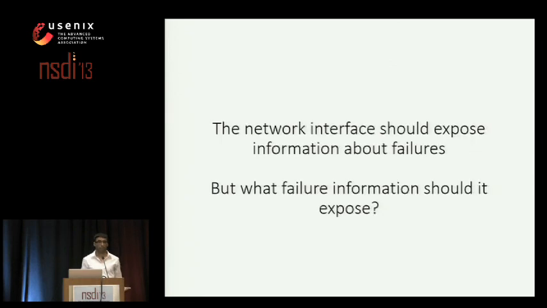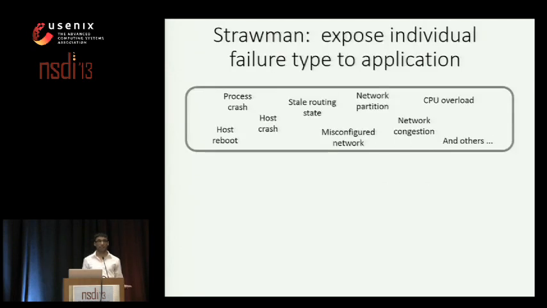So I claim that the network interface should expose information about failures. This raises a question: what failure information should it expose? Well, one option that we found effective is to expose the individual failure type to the application. That is, tell the application what the failure is.